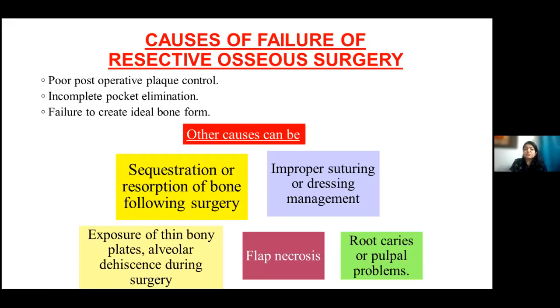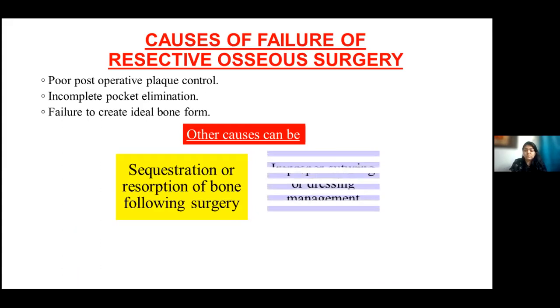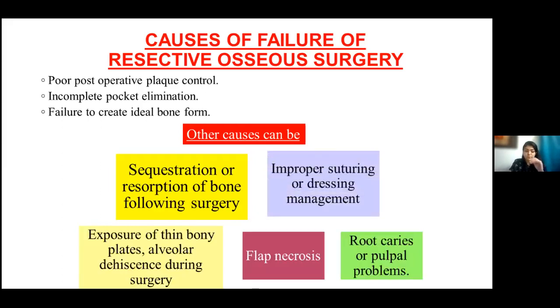Any questions? Are you guys there? Yes, ma'am. Any questions? No. Okay, so we'll move to regenerative.